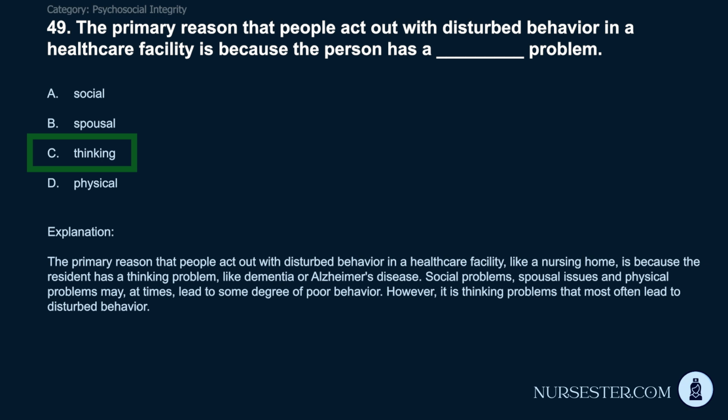Social problems, spousal issues, and physical problems may, at times, lead to some degree of poor behavior. However, it is thinking problems that most often lead to disturbed behavior.